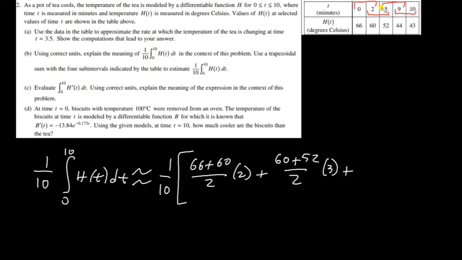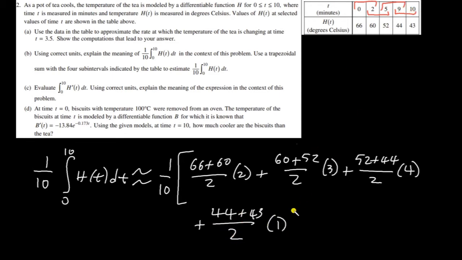And then we'll do the same thing for the third subinterval, the average of these two values, so 52 plus 44 over 2 times the difference in these, which is 4, plus the average of these two, which is 44 plus 43 over 2, times the difference in these, which is 1.